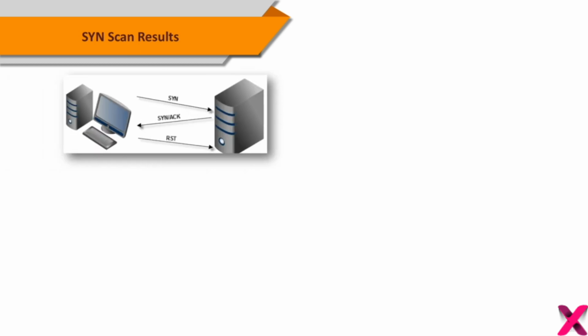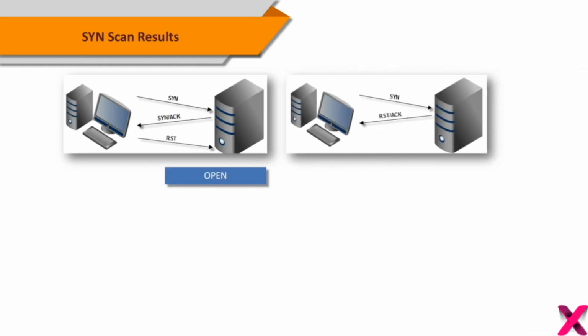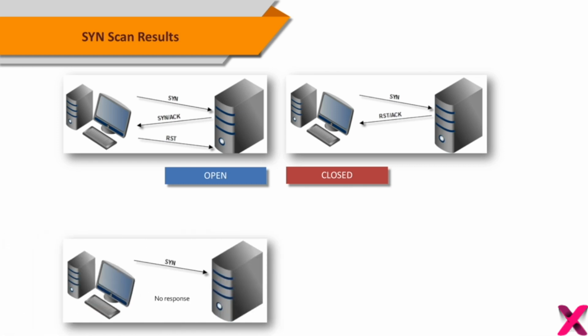When we send a SYN packet, the destination system replies a SYN-ACK packet to show that it's ready for a connection. And we send RST to corrupt the handshake. Nmap interprets this result as the port is open. If the destination system replies a RST packet for our SYN packet, that means the port is accessible, but it's closed. If the destination system doesn't respond to our SYN packet, nmap thinks that the packet is dropped or filtered.